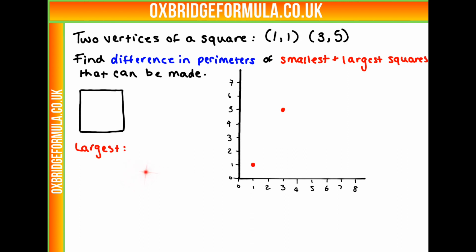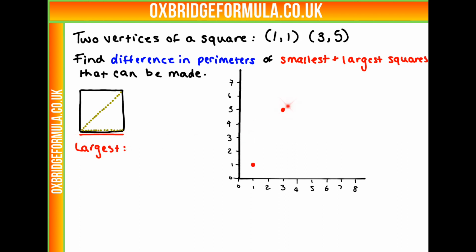So let's start by looking at the largest square we can make. We know that these 2 points are 2 different vertices, so our line could either connect across the square diagonally or be a side at the bottom. Which of these two would make the largest square? It would be the one at the bottom here. If our line was this diagonal, we'd have to make the sides shorter, as this is the longest line, which would give us a smaller square.